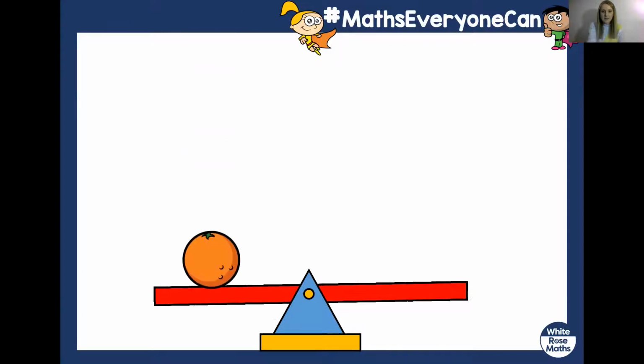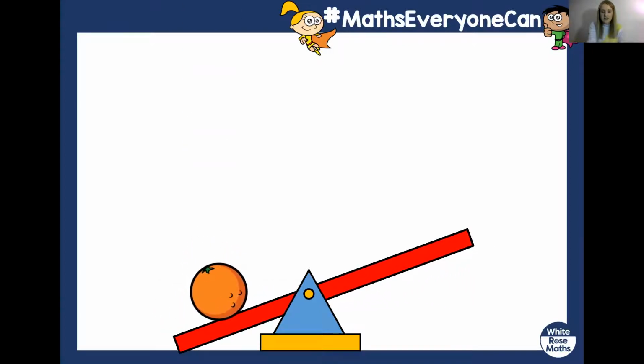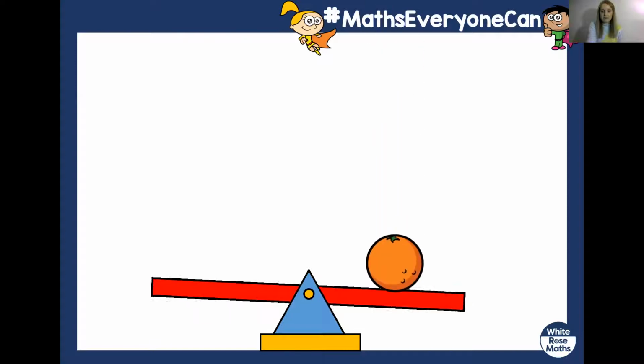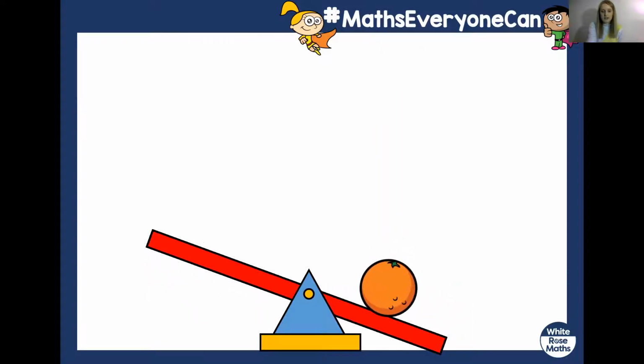Let's see what happens when the orange falls on the balancing scale. What happened? That's right. The orange has fallen onto one side of the balancing scale and has made it tip. Let's have a look again. Oh, there goes another orange onto the balancing scales, this time on the other side. Again, the orange is heavy. And so the balancing scale has tipped because it's heavy on that side.